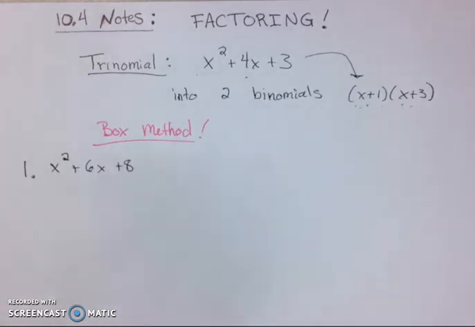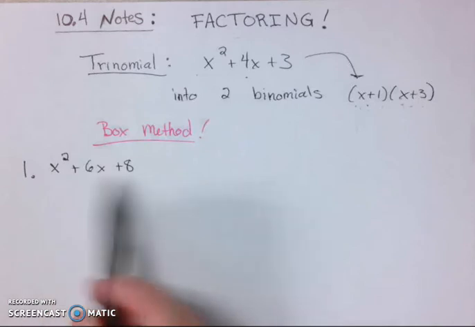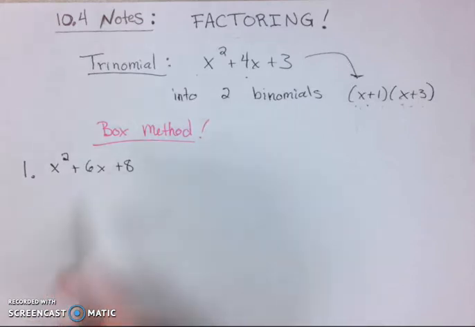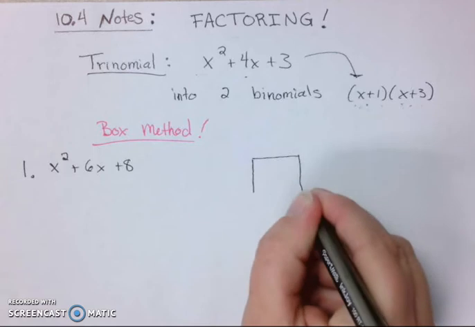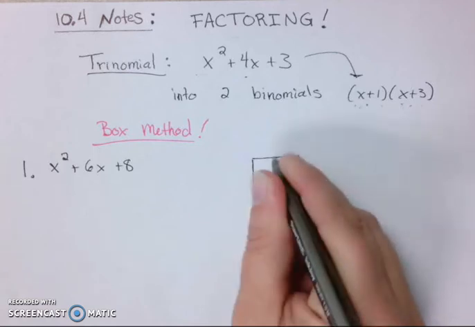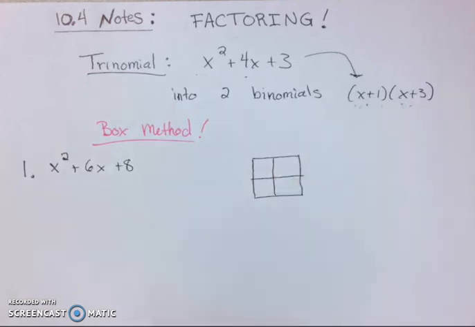So in class, all of the problems you're going to get are going to look like this. They're going to be trinomials, and the answer is always going to be 2 binomials. So the box we're going to use for our box method is always going to be a 2 by 2 box. Okay, so we make our 2 by 2 box.